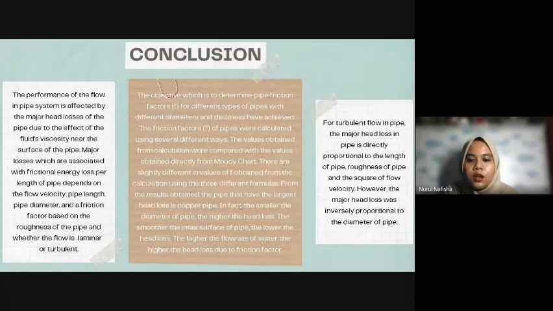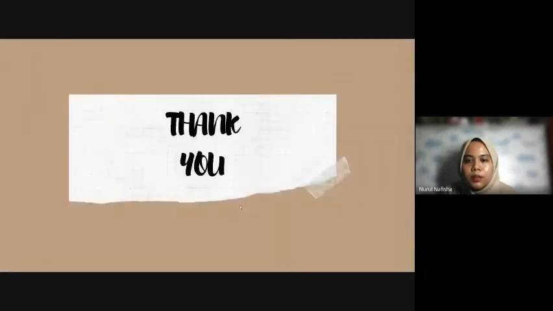Next, for turbulent flow in a pipe, the major head loss is directly proportional to the length of the pipe, the roughness of the pipe, and the square of the flow velocity. However, the major head loss is inversely proportional to the diameter of the pipe. So that's all from us for this experiment. Thank you.